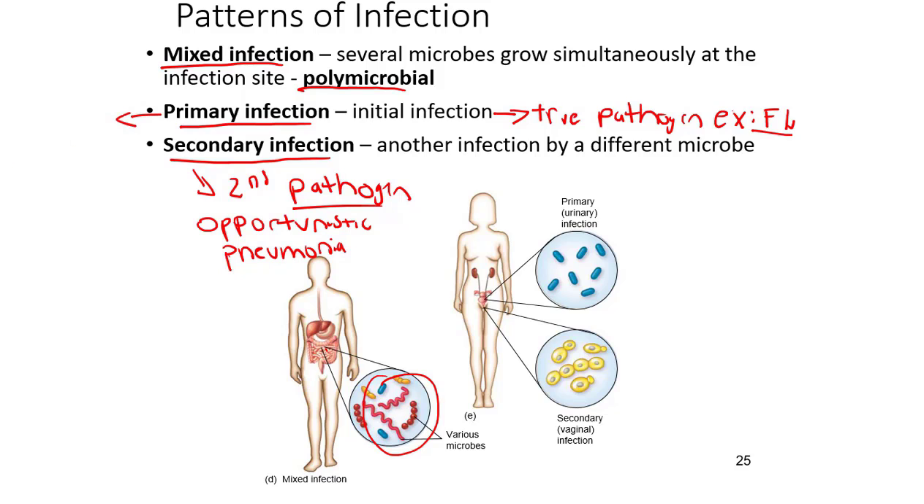Another primary infection could be chickenpox. Especially in children, they could be scratching at the site of the chickenpox, and they could accidentally tear open part of the skin where they're scratching, and then staph can enter through that opening in the skin and cause a secondary staph infection. So these are some examples of patterns of infection.